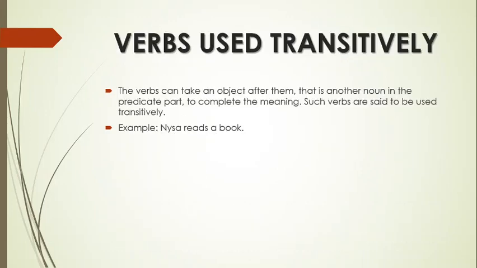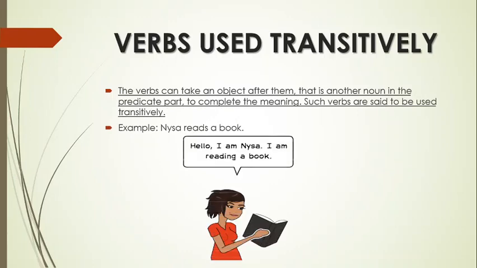Now let's come to the verbs which are used transitively. The verbs can take an object after them, that is another noun in the predicate part to complete the meaning. Such verbs are said to be used transitively. For example, Nisa reads a book. Here is Nisa and yes, she is reading a book. The action of reading is conveyed from this sweet girl to the book.